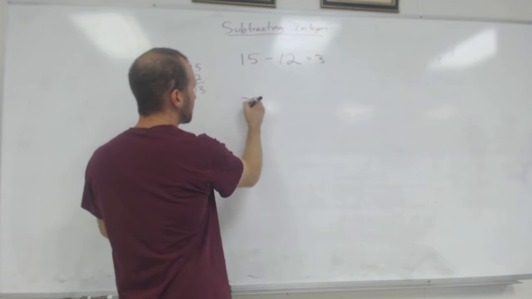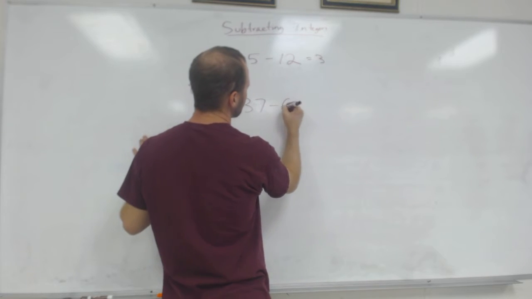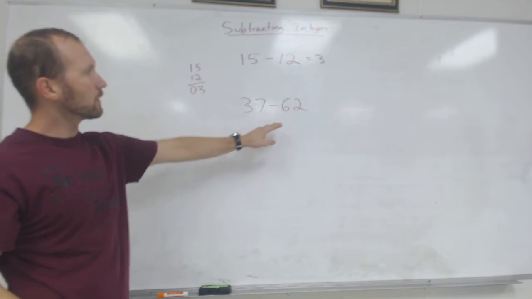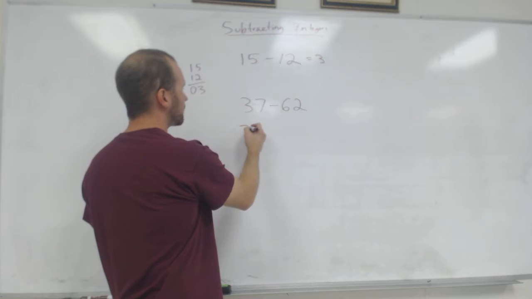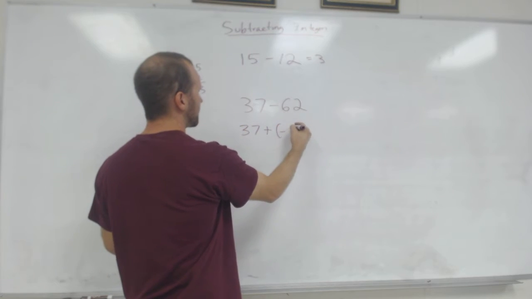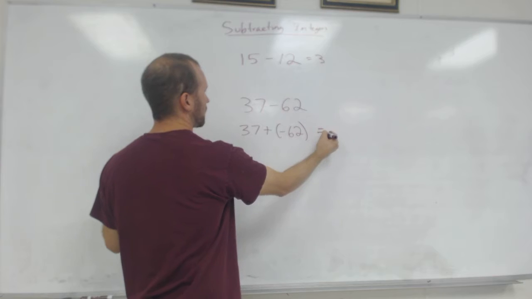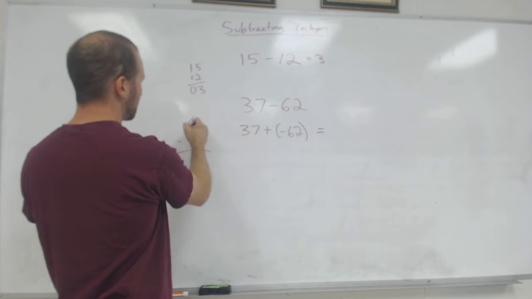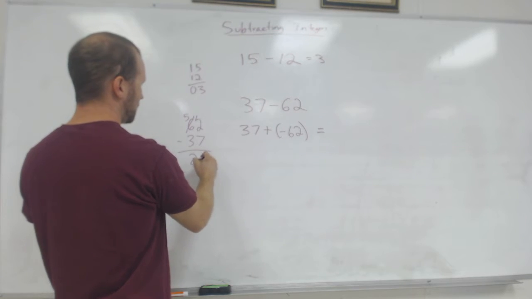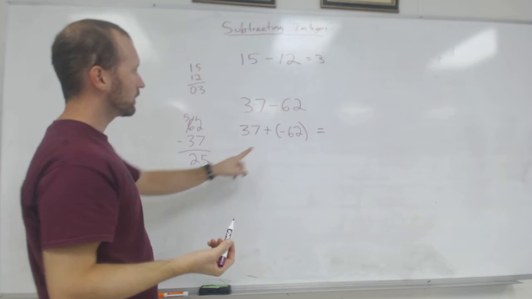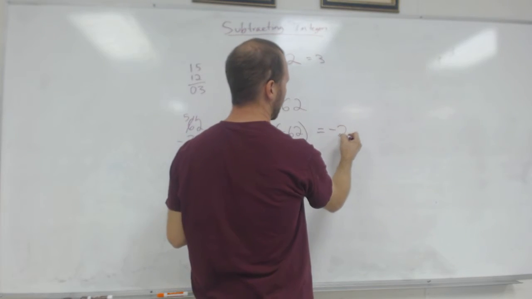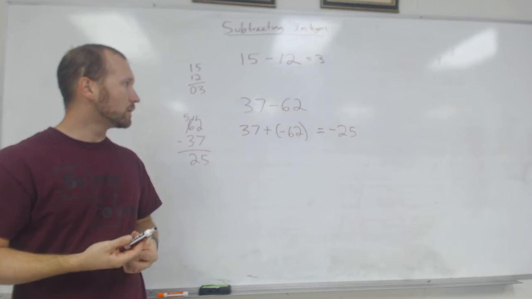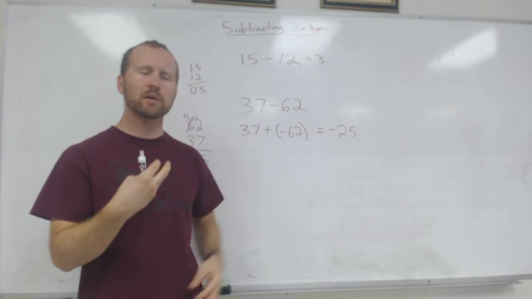But we would rewrite this one, 37 minus 62. Why? Because this one's bigger. So we're going to do 37 plus negative 62. So we would actually take away, it looks like 25, but it's negative 25, because the larger number is negative.